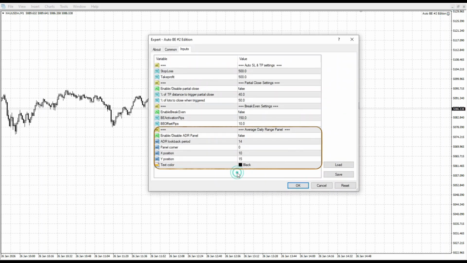The next feature is the information panel. This panel displays useful market data directly on the chart, including the current spread, the average daily range, the current day's range, and the percentage of the average range already covered. This gives you a quick visual overview of market volatility without needing to check separate indicators.